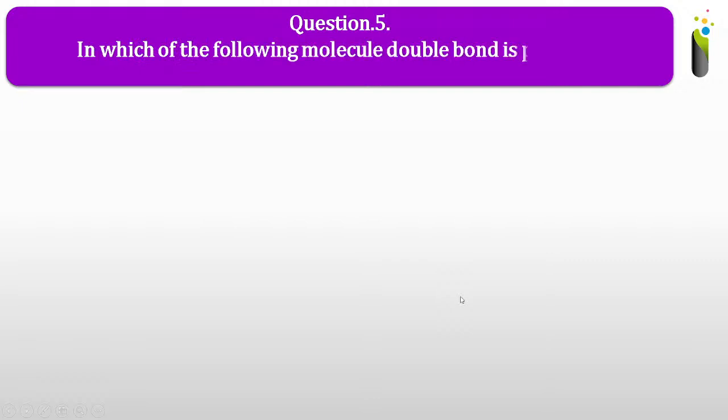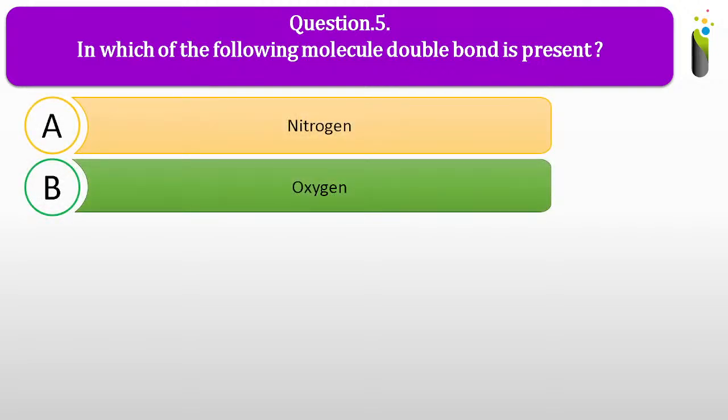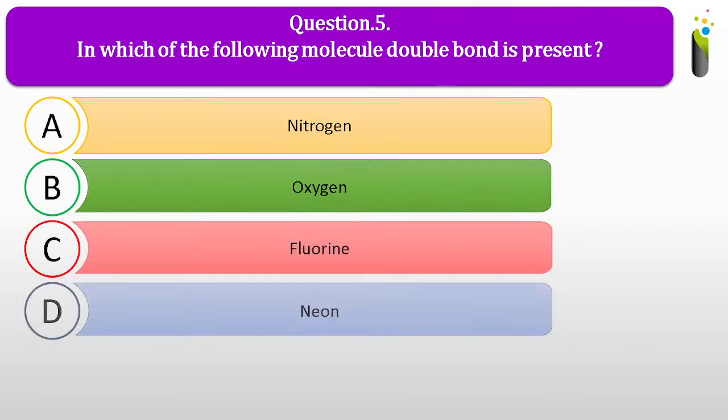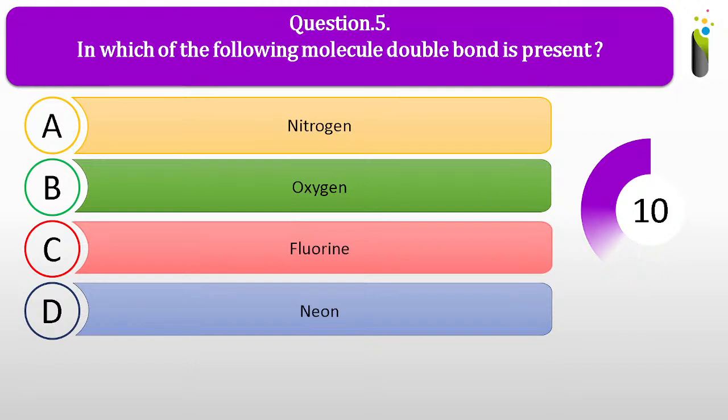In which of the following molecules is a double bond present? A. Nitrogen. B. Oxygen. C. Fluorine. D. Neon. So in which of these is a double bond present? Is it nitrogen? Is it oxygen? Is it fluorine? Is it neon? A double bond is present.